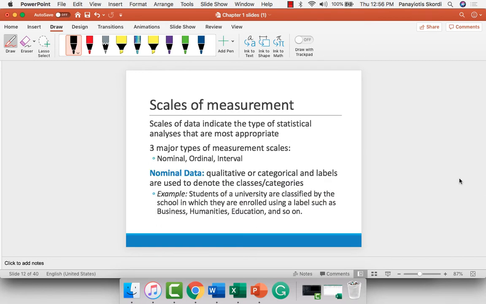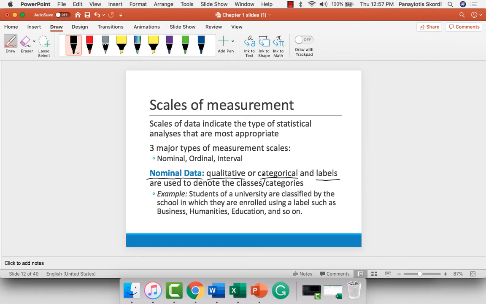Now, there are 3 classifications of data that we're going to look at on this course. Once we collect data, there are 3 ways we can classify it. In fact, there are more than 3, but we're only going to focus on the main 3. The first classification of data is called nominal data. Nominal data is also known as qualitative data, also known as categorical data, also known as labels. They all mean the same thing.